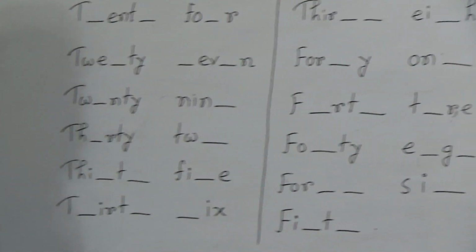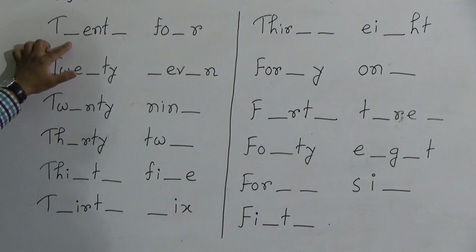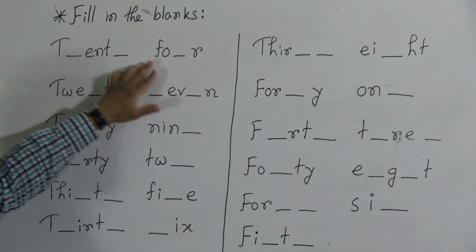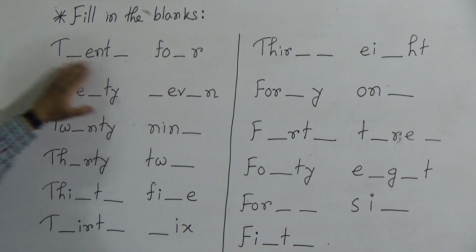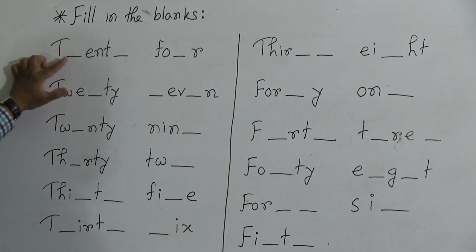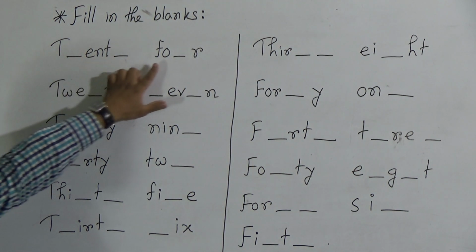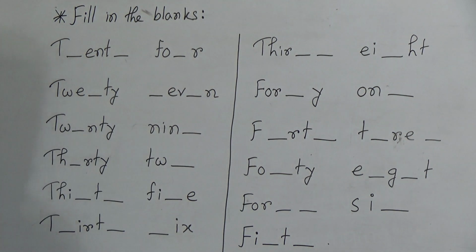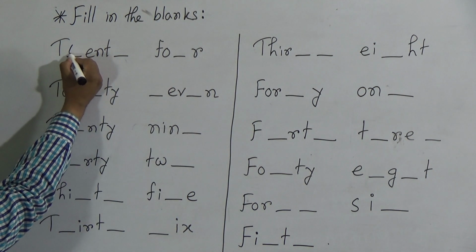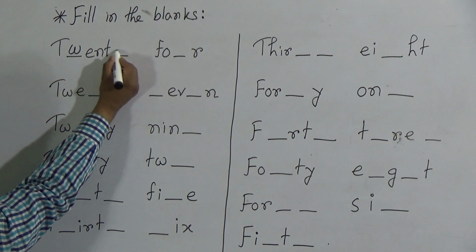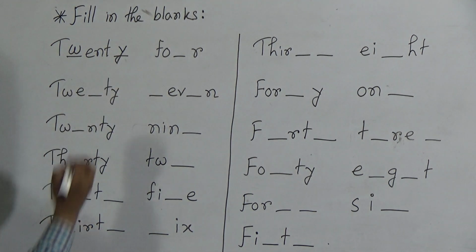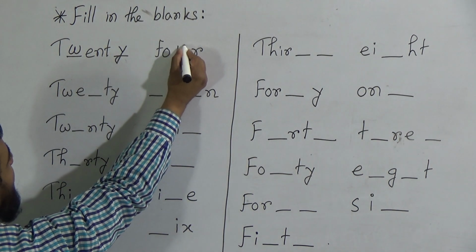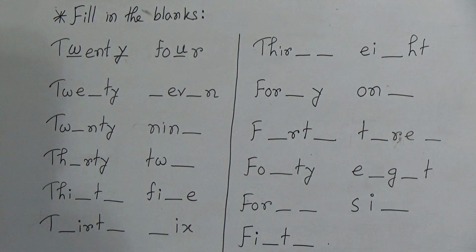Now the first blank is T blank ENT blank, then FO blank R. That means it should be 24. TWENTY 20, then FOUR 4. So fill the first blank with W, TWENTY, then Y with the second blank. The last blank will be filled with the letter U. Then it makes the word 24.